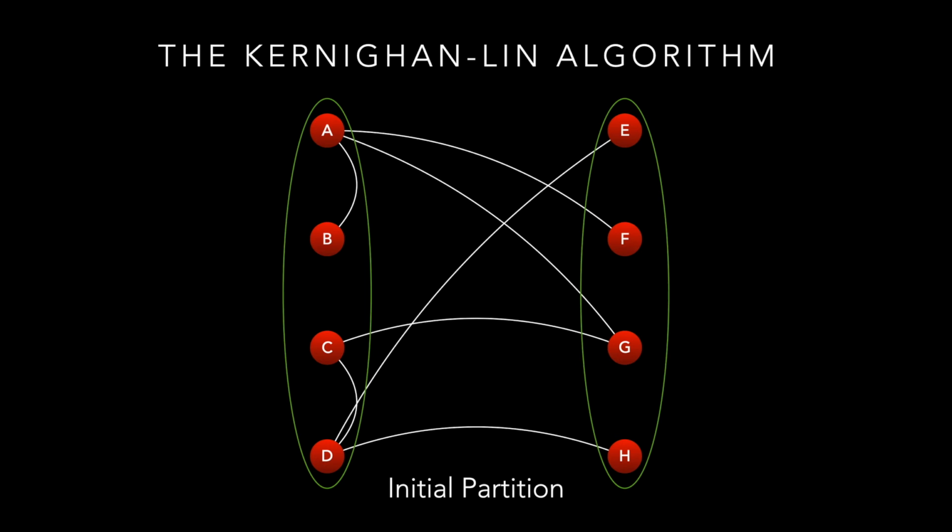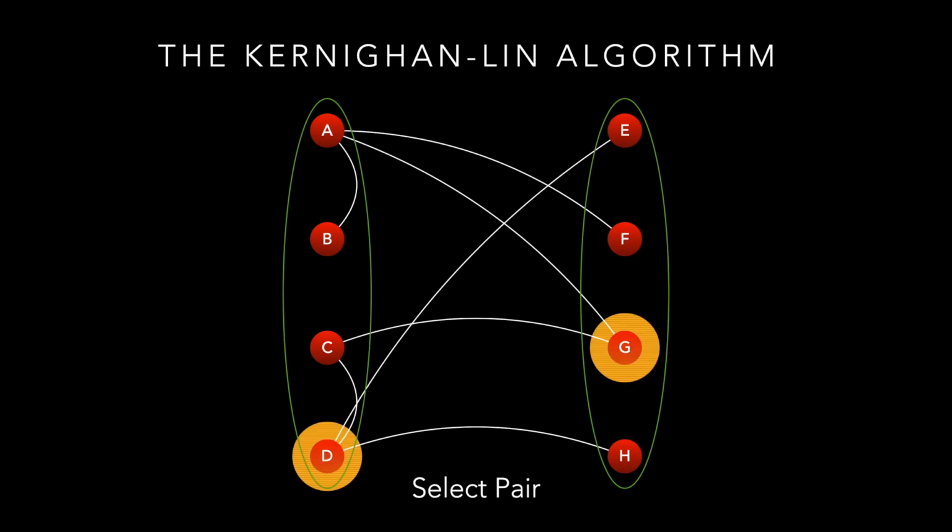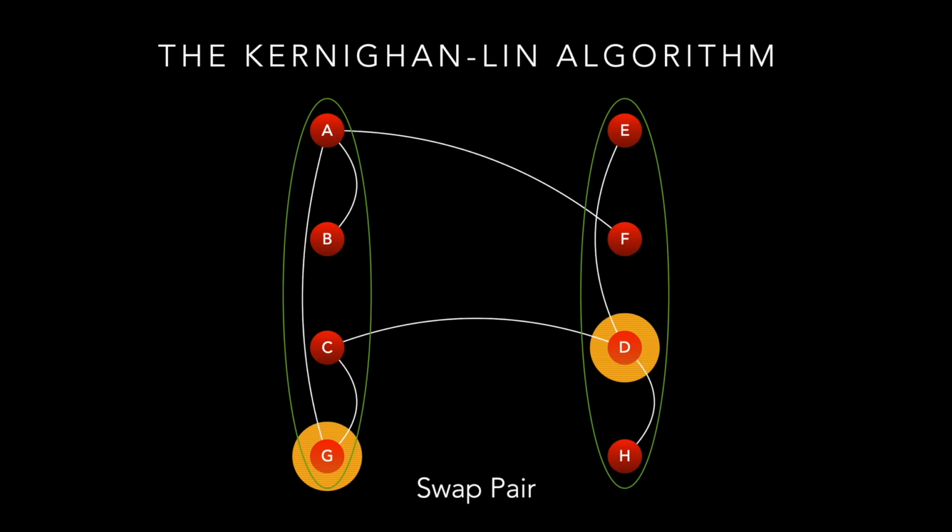And we can generate some sort of initial random partition where we say A, B, C, and D are in one partition, and E, F, G, and H are in the other. And now what we want to do is modify these initial partitions in a way that reduces the number of edges that we cut. So first we select some pair. Here we select D and G, and then we check, does swapping D and G, putting D into the other partition and G into the other partition, reduce the number of cuts? Graphically, we see that it does.